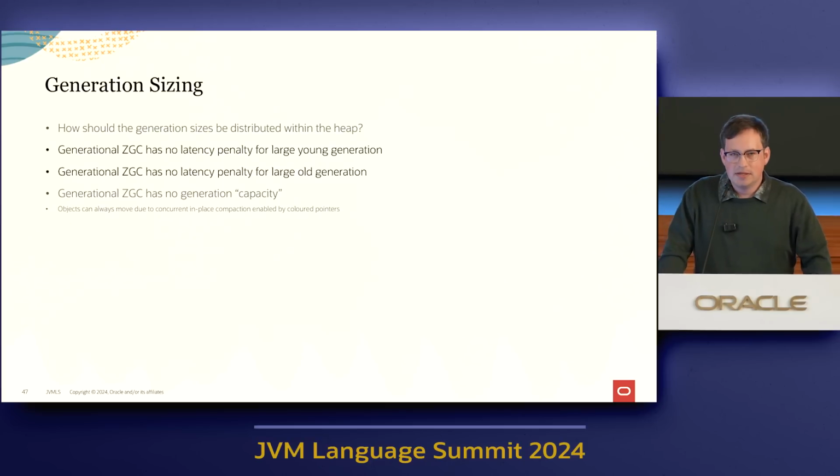Now, as you can imagine, resizing the heap involves resizing the generations, the young and old generations. And this is one of these things where we have a bit of a luxury situation with generational ZGC, partially because there is no latency impact of having a larger young generation or having a larger old generation. So we can remove latency from the trade-offs and focus only on CPU overhead. And in ZGC, we also don't have a notion of capacity for our generations. So it's a little bit more fluid.